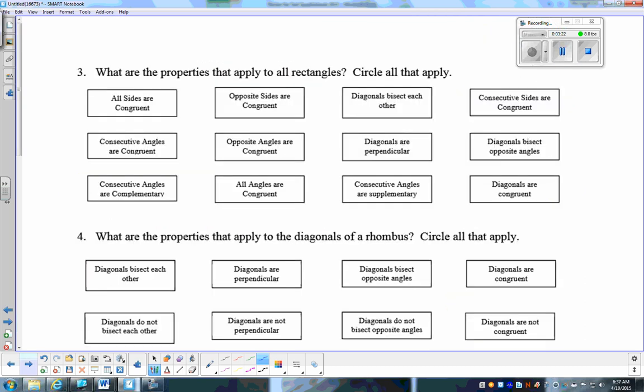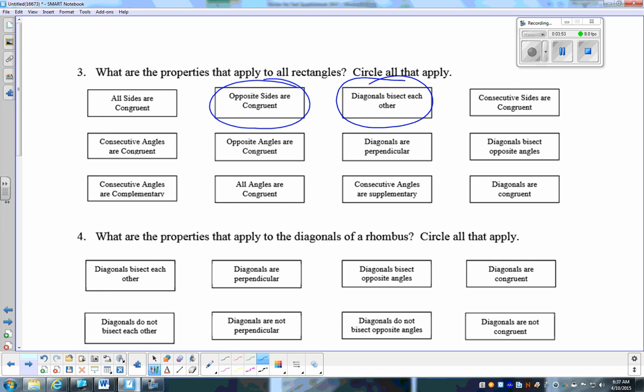We have some questions about properties of the rectangle. We want to circle all the properties that apply to rectangles. With rectangles, we know they have all the properties of parallelograms, and they have those 2 additional properties. If we had all sides are congruent, that's not a rectangle, that would be a rhombus. Opposite sides are congruent is a property of parallelograms, so it's also true for rectangles. Diagonals bisect each other is a property of parallelograms, so it's also of rectangles.